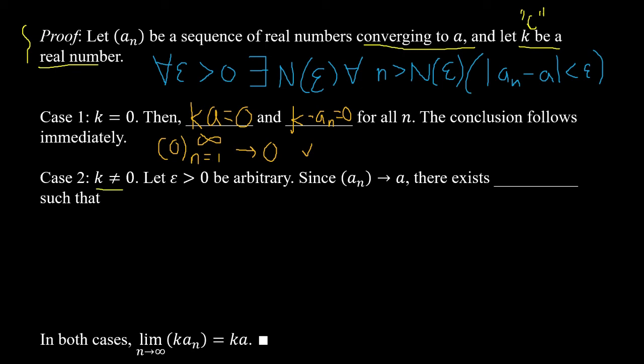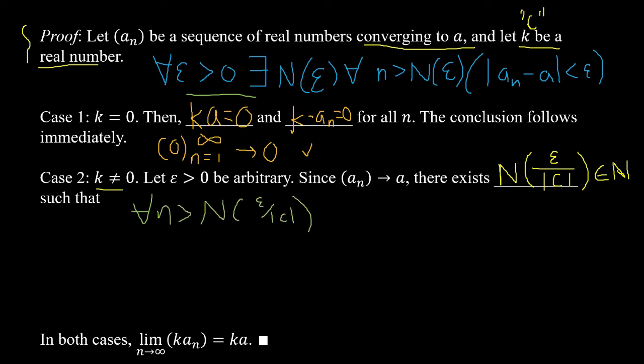So let's let epsilon greater than 0 be arbitrary. Since a_n converges to a, there exists some N of epsilon over the absolute value of c, and that's what we did our pre-work for. There exists some natural number N of epsilon over the absolute value of c such that, let's go back to this definition of convergence, for all n greater than N of epsilon over the absolute value of c, we have that |a_n - a| is less than epsilon over the absolute value of c.